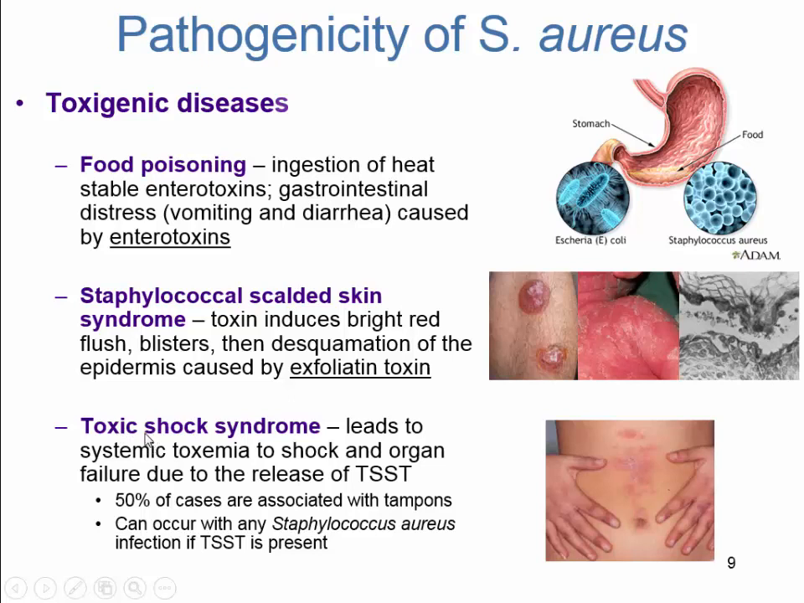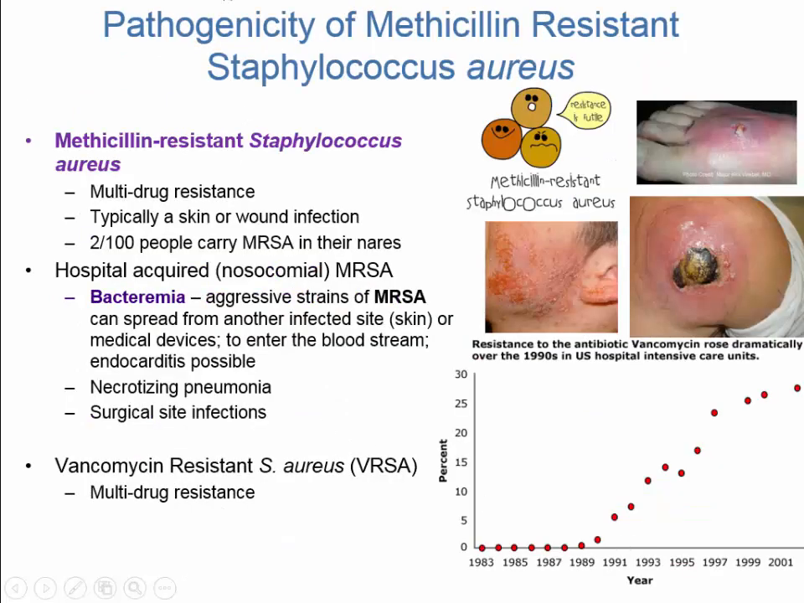Toxic shock syndrome. The signs and symptoms are shown here. You can see this red rash. This patient may be suffering from toxemia. 50% of all cases are indeed associated with tampons, hence the warning on the inner pamphlet of the tampon boxes. And it's because Staphylococcus aureus, even though it's always present in our body, if it reaches high concentrations that are abnormal, then the toxic shock syndrome toxin will be released and be present.